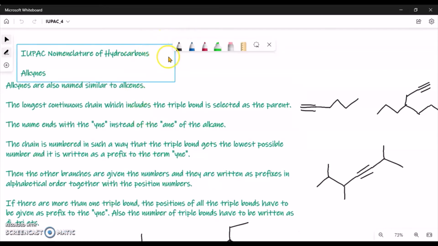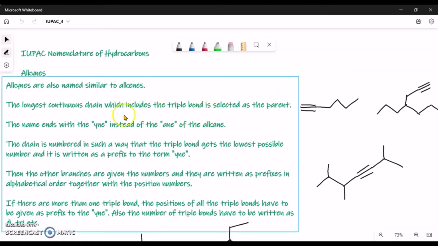Okay. After alkanes and alkenes, we take the nomenclature of alkynes, as alkynes have at least one triple bond in the carbon chain. So the IUPAC nomenclature of alkynes is also similar to that of alkenes. Here we have to choose the longest continuous chain which includes the triple bond. That is selected as the parent.